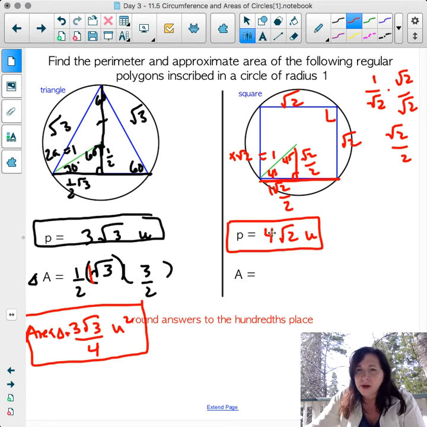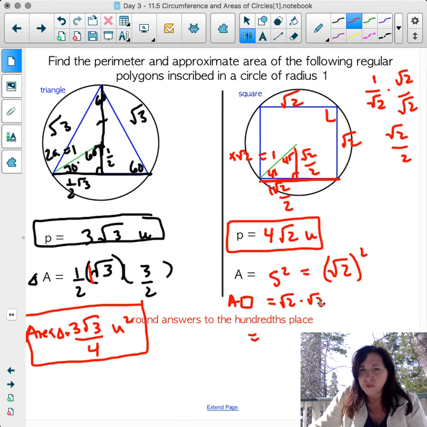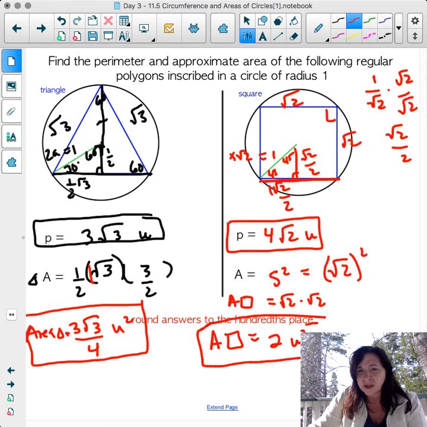For my square, for the area, that's just side squared. So if one of my sides is √2, that's just going to be √2 squared, which is the same thing as saying the area of my square is √2 times √2, which is the same thing as √4, which is 2 units squared. And so that's the area of the square that's inscribed in that circle.